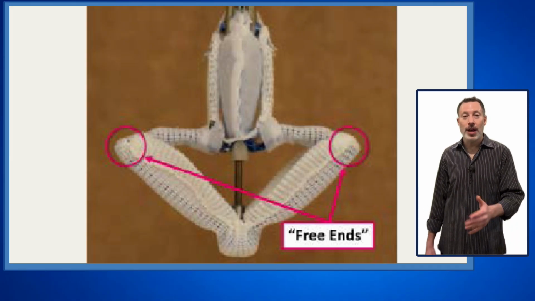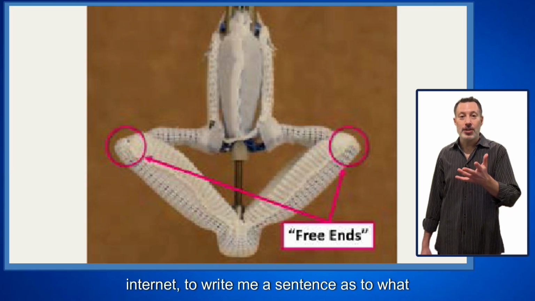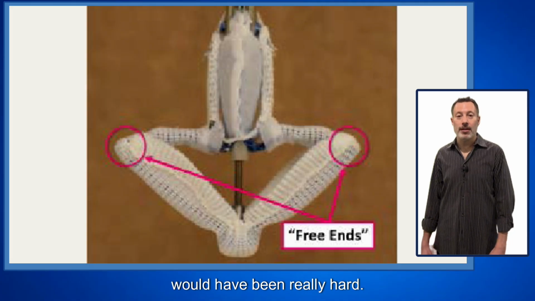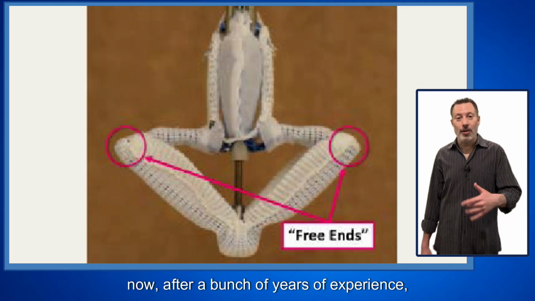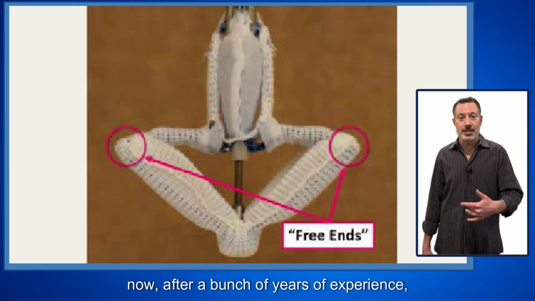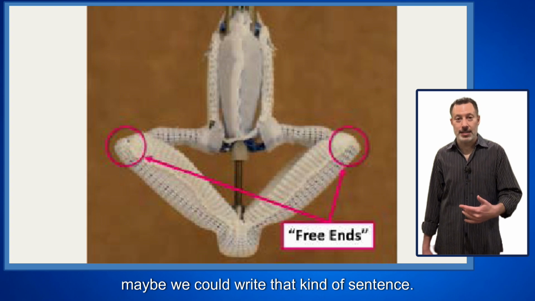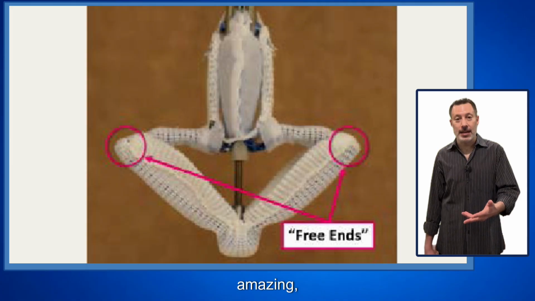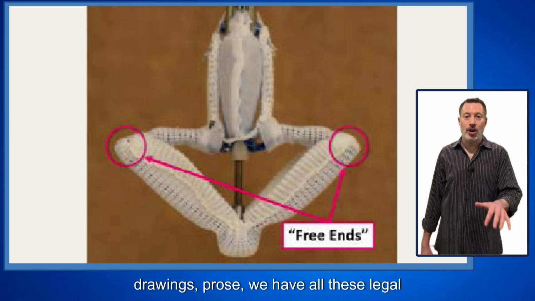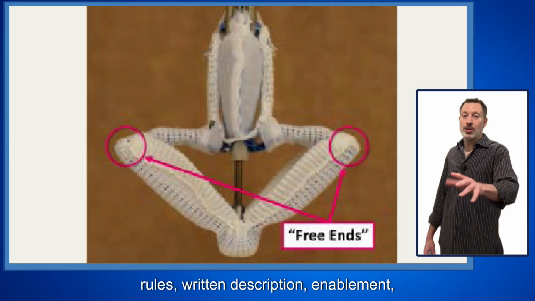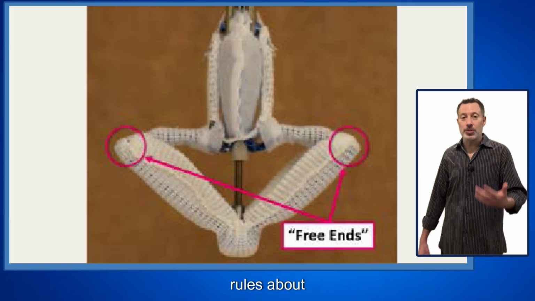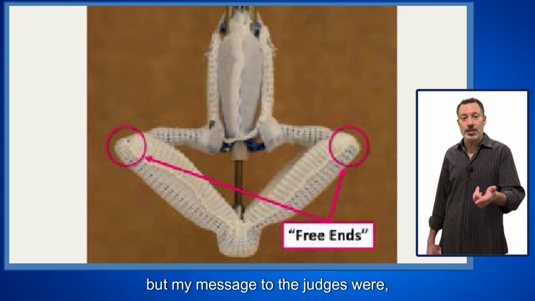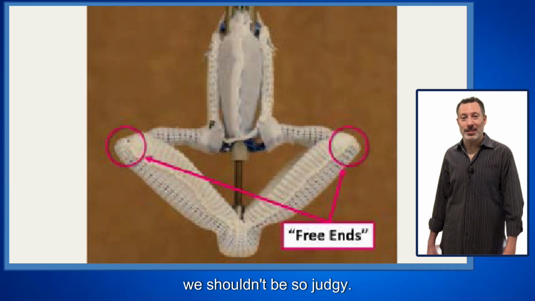Imagine I asked you on day one, the first time you met the internet, to write me a sentence as to what the internet is. It would have been really hard. Yet now, after a bunch of years of experience, maybe we could write that kind of sentence. So too in these examples. I think when someone does something amazing, we try really hard to document it, drawings, prose. We have all these legal rules, written description, enablement, rules about how you write claims. We're trying real hard. But my message to the judges was, we shouldn't be so judgy.